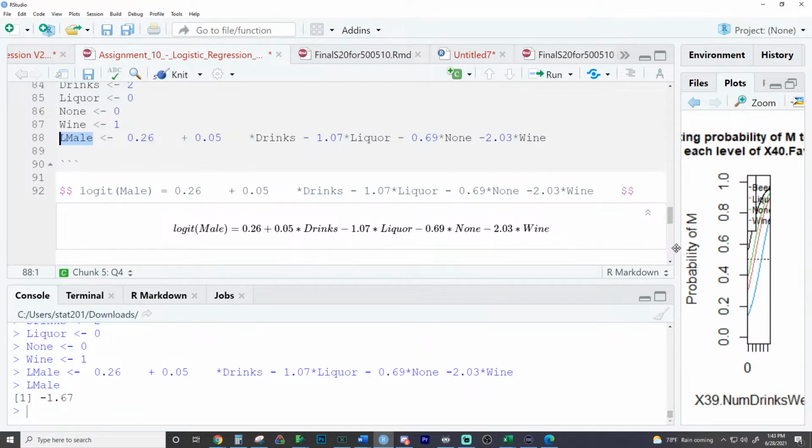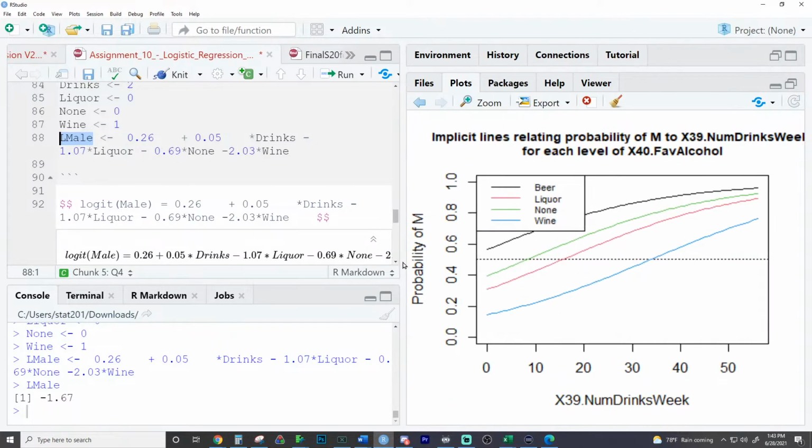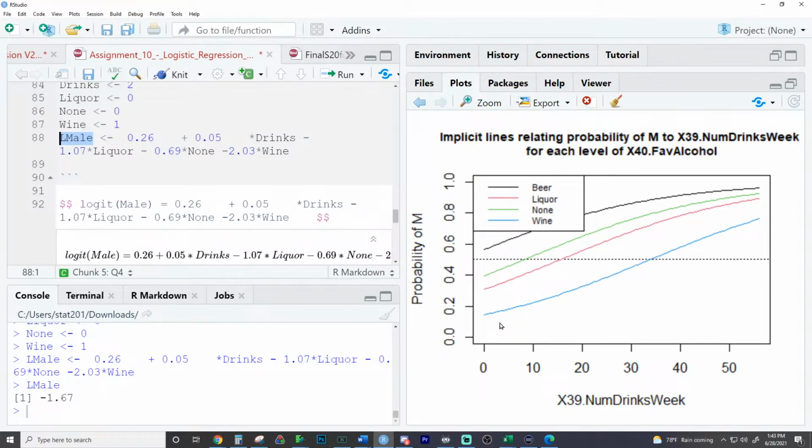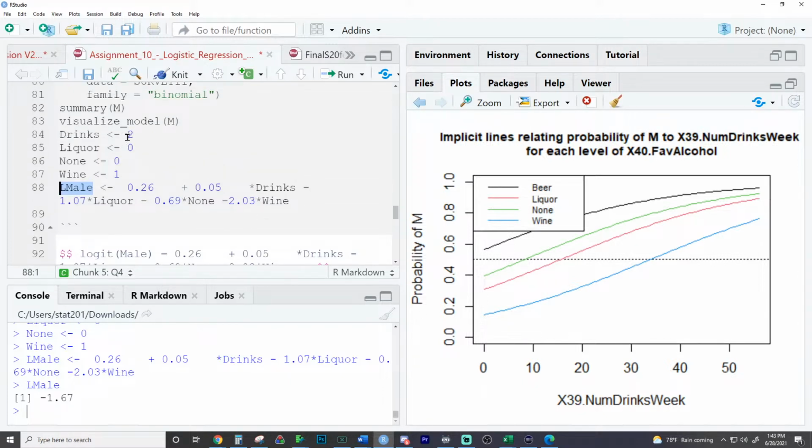I want you to look at this graphic and tell me what you think Brian's probability of being male is. Take a guess. Here are Brian's answers to the question on his drinks, and here are Brian's answers to his question on liquor, none, or wine. I want you to think about it. What would you guess Brian's probability is? This is what the equation solves to, and this is where people make the mistake. And here's a way to check your answer.